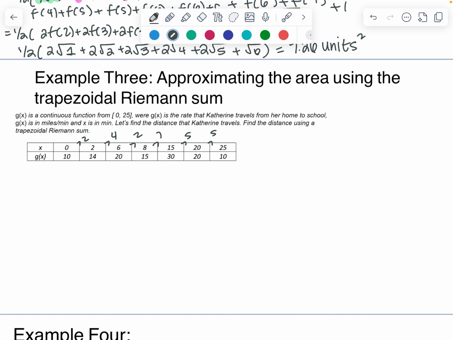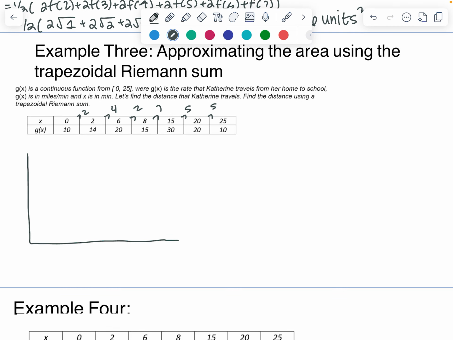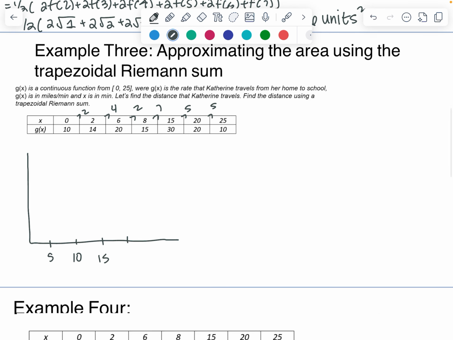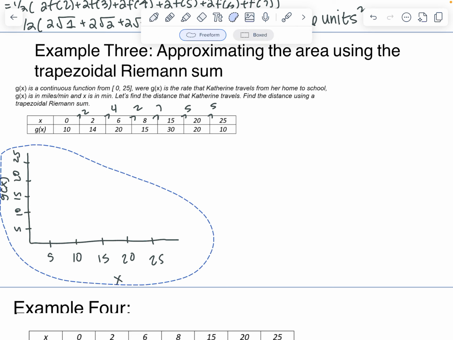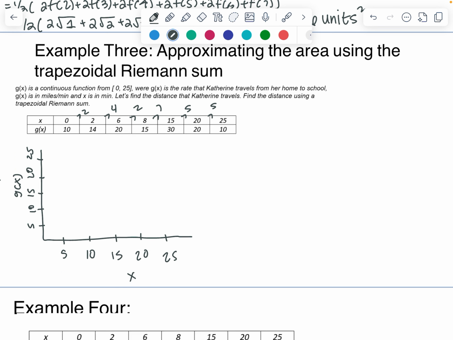But just to help us out with this one, I'm going to do a little sketch over here on the side, and we have to go up to 25, so I'm going to count by 5s. This is for the x. That was not counting by 5s. I'm very sorry. Okay, so this is x, and then this is g of x over here, and I'm going to count by 5s there too. So that's our graph. So I'm just going to plot these points briefly.